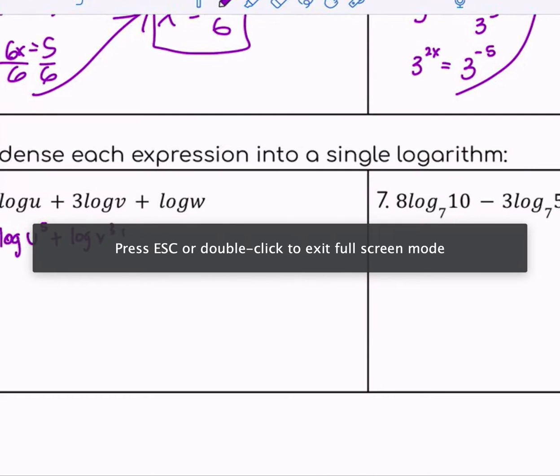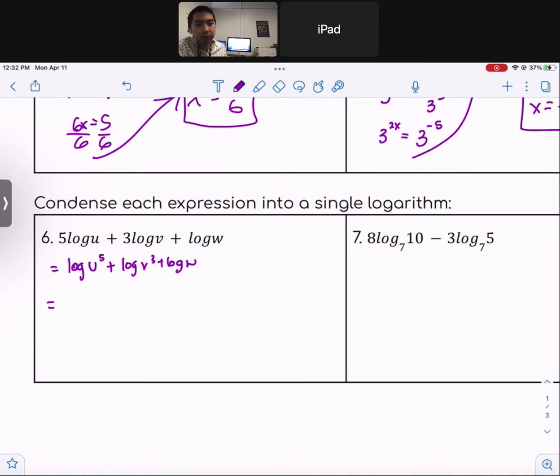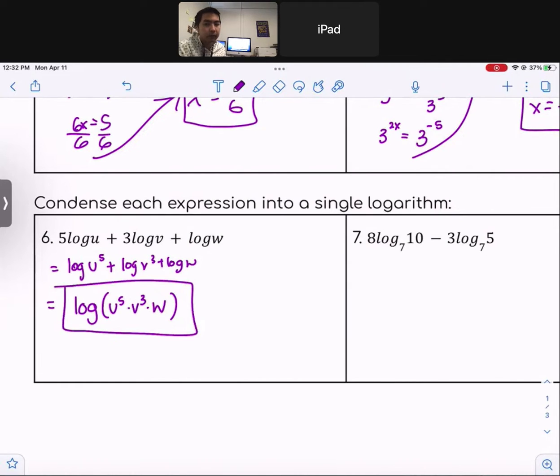And now when we condense it, you guys, we're only supposed to have 1 log in our answer, and because this is product rule, on the inside, all of them become multiplication within the log. So that will be our final answer for 6.